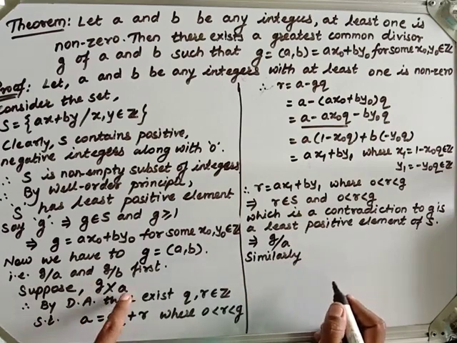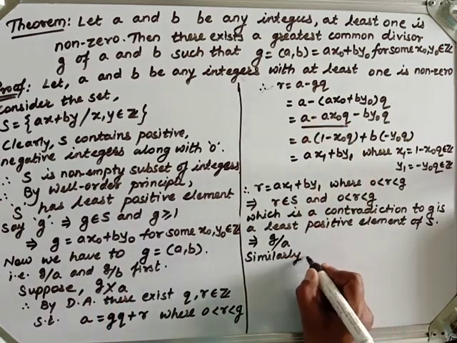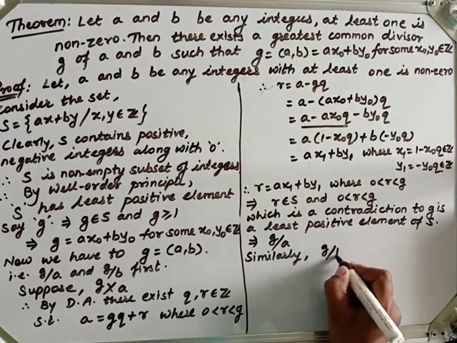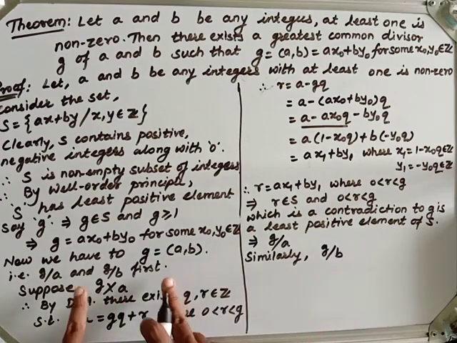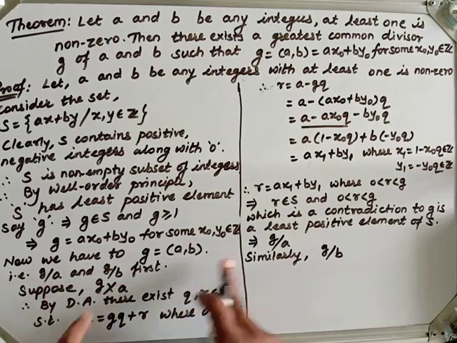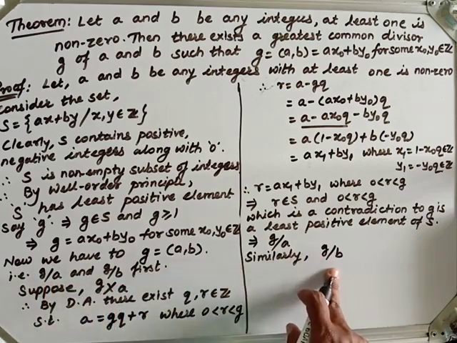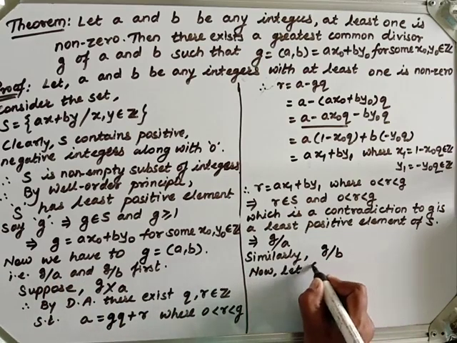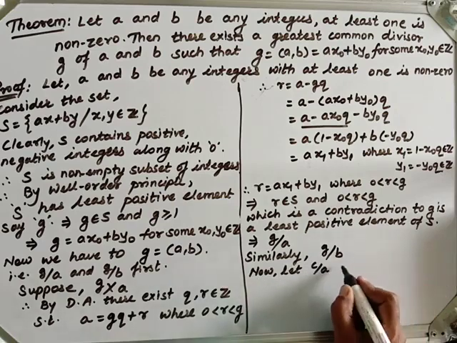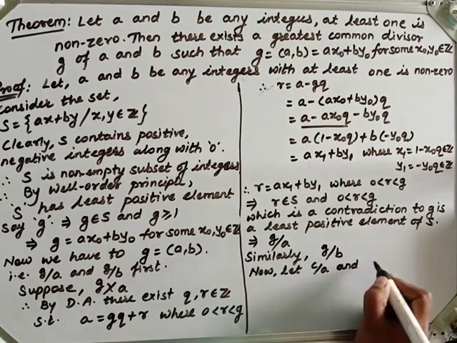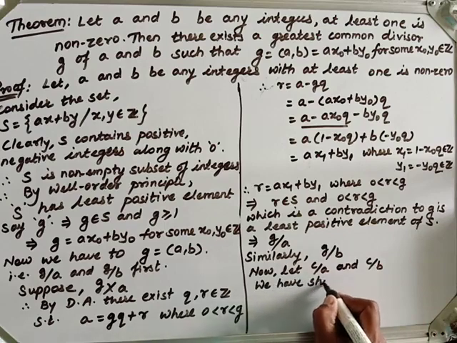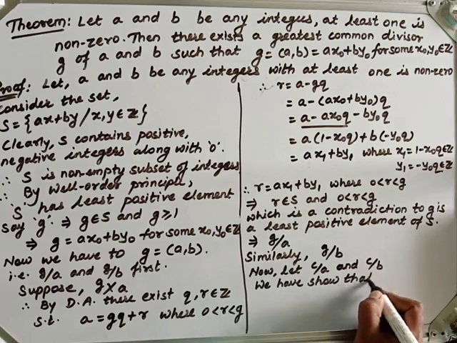Similarly, if I assume G doesn't divide B, then in the same way I can get another number which is less than that. So similarly I can prove G divides what? B. So here we got G divides A as well as G divides B. So G will become a common divisor of A and B. Now suppose there exists some other common divisor. Let C divide A and C also divide B. Our aim is to show that C divides G.